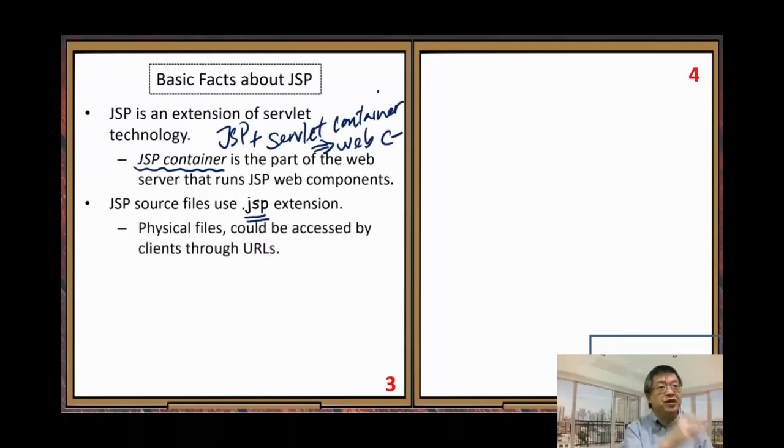JSP files are physical files. So you can see it, the physical file, and you can work on it. You can manipulate physical files, and they can be accessed by clients through URLs. How do you access a JSP file? Typically through a URL, although we have other different ways. But the common way to access JSP files is to use URLs.